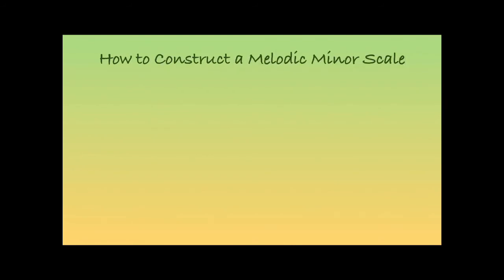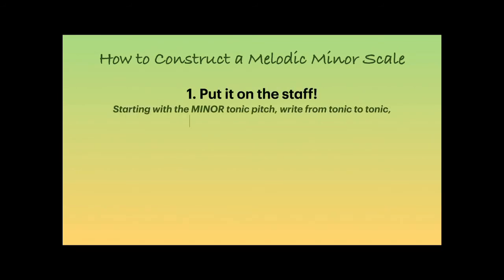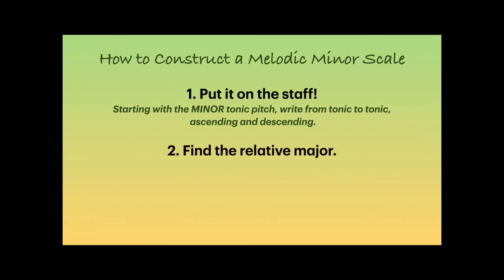So let's learn how to construct a melodic minor scale. Step 1 is not a surprise. Put it on the staff, starting with the minor tonic pitch, right from tonic to tonic, ascending and descending. Step 2, find the relative major. Is this sounding familiar? It's exactly what we did when we wrote natural minor and harmonic minor scales. The first 2 steps are the same. So we use the key signature of the relative major and we enter sharps or flats, depending on what's in the relative major.